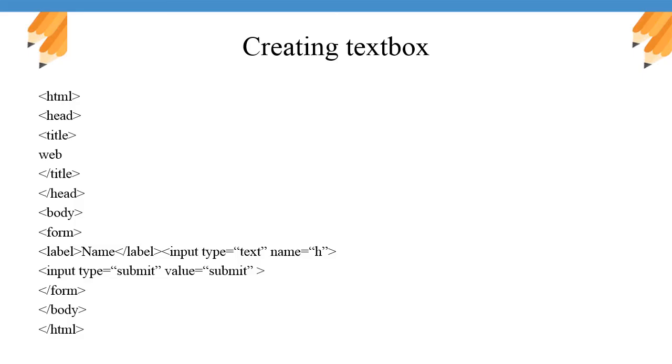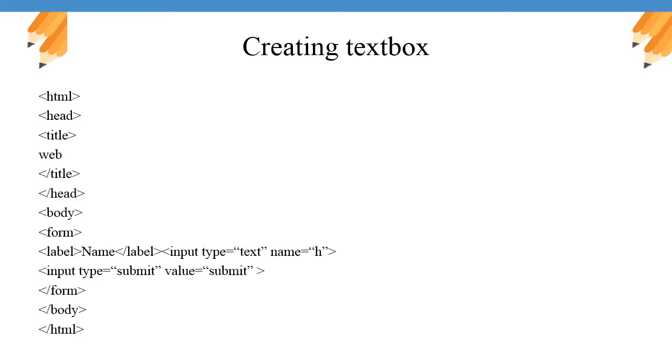Here first I am explaining how to create text boxes. I have already explained how to create a simple HTML program. The HTML tag contains the starting tag and ending tag. In that HTML tag we have two tags, the head tag and the body tag. In the head tag we have the title tag, indicating the title of the web page. In the body tag we write the form tag.